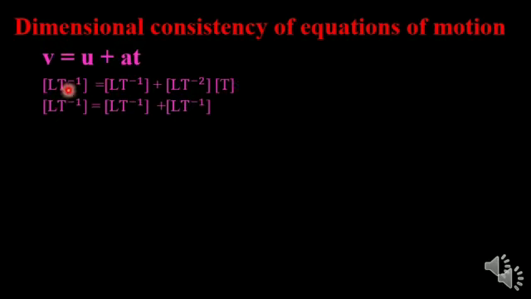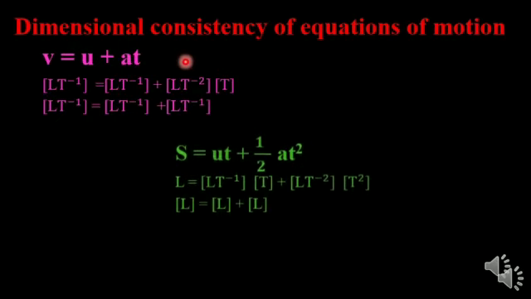L T to the power of minus 1 equals L T to the power of minus 1 plus L T to the power of minus 2 into T. Thus, L T to the power of minus 1 equals L T to the power of minus 1 plus L T to the power of minus 1. Here, each term in the equation is L T to the power of minus 1. Hence, each term is same. So, the first equation of motion is dimensionally correct.